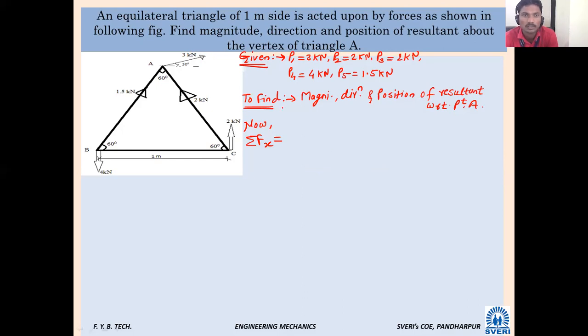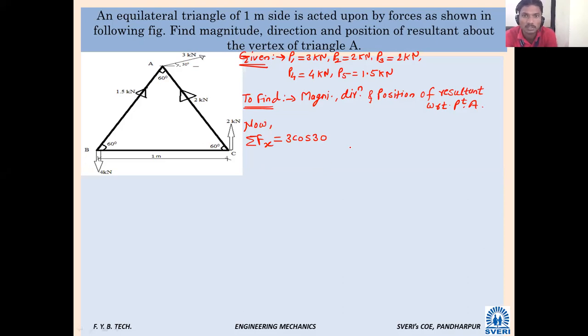Who can tell the X component of that force? This force makes an angle of 30 degrees with the horizontal. Then what will be its X component? 3 cos 30, because the angle is made with the horizontal.